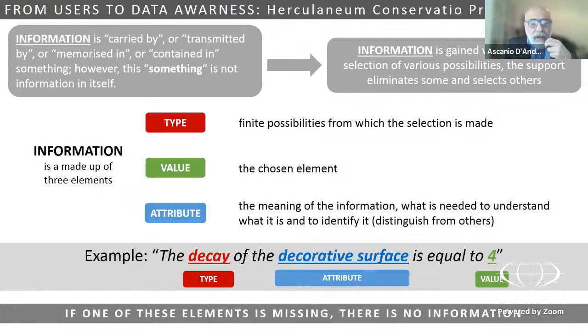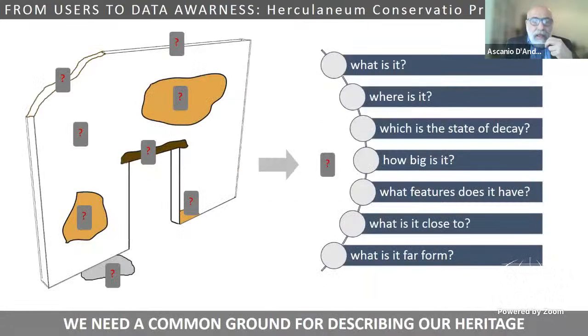So you can read what the type is, the definitive possibility from which the selection is made. The value is the chosen element of the sentence, in this case it's 4, and the attribute is the real meaning of the sentence, what the user is asking for. So if one of these elements is missing, there is no information. This is a very basic concept, but it can help us to manage and talk to the user and to really understand what is the task to be completed.